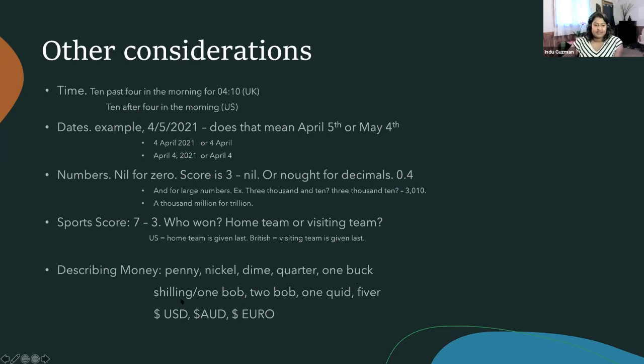And then shilling, or 1 bob. And then we have 2 bob, 1 quid, and 5. So 1 quid is a £1 note, I think. And a shilling is, I guess, pence, 1 pence, 2 pence. Am I correct? I'm trying to remember that because that confuses me.